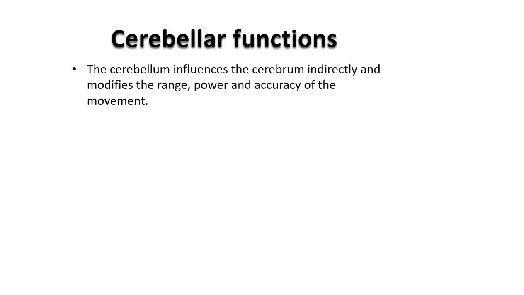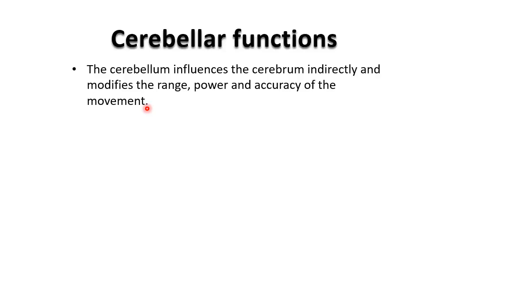So the cerebellum influences movement indirectly by modifying the range, power, and accuracy of the movement. What will be the range? What will be the power of the movement? How far it has to move? All those things. That is how the efferent fibers, through the dentato-thalamic and dentato-rubral pathway, and through the reticular formation, influence it. Are you able to understand?